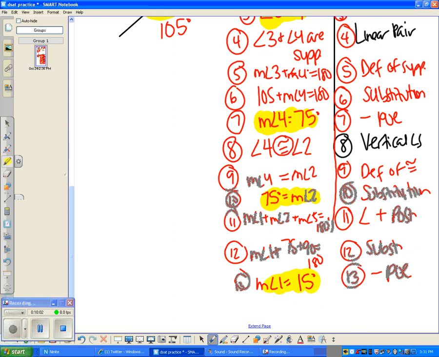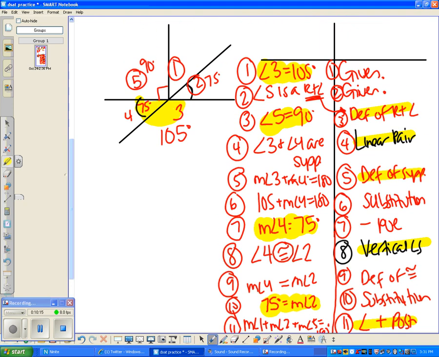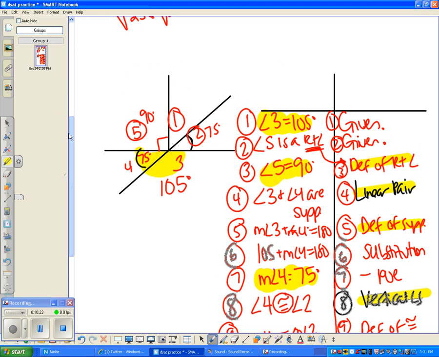Yay! This is only one way to solve it. I want to see if you guys remember vertical angles and linear pair, definition of supplementary, angle addition postulate. These are all crucial things that we've learned, including the definition of right angle. These are all important things that we've learned this year so far in our first quarter, and I want to make sure you guys hit those points in our proof tomorrow.